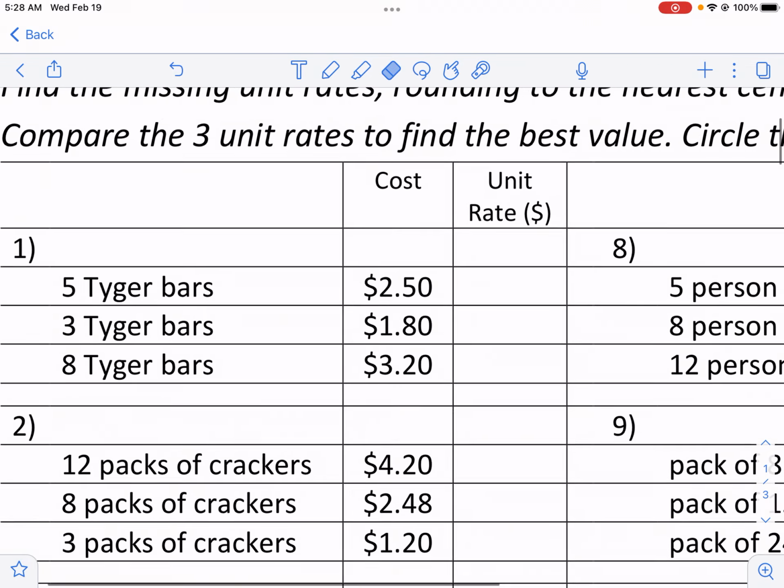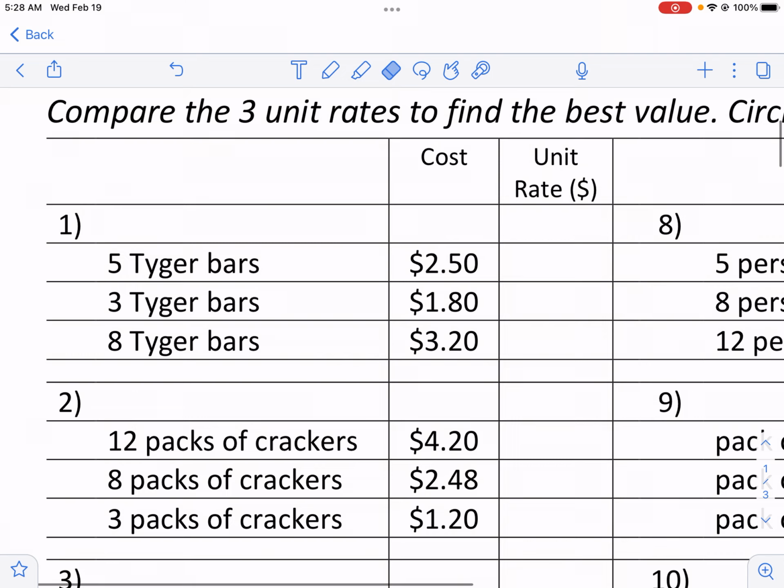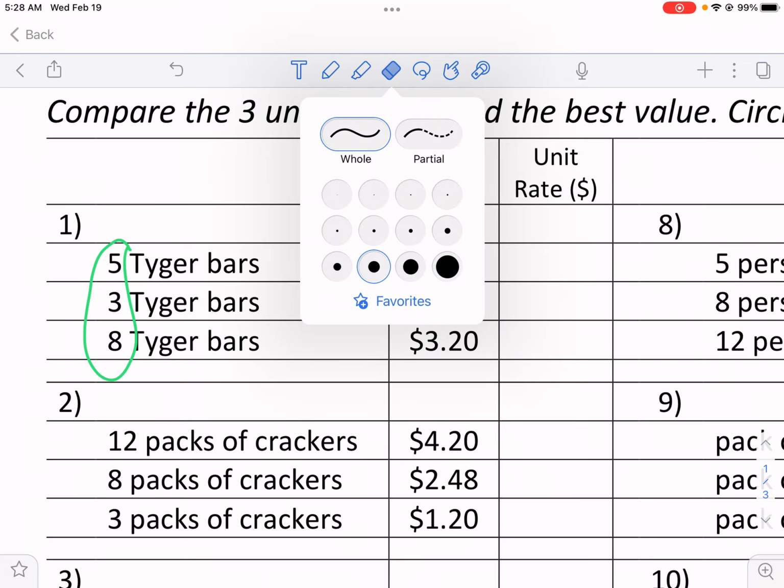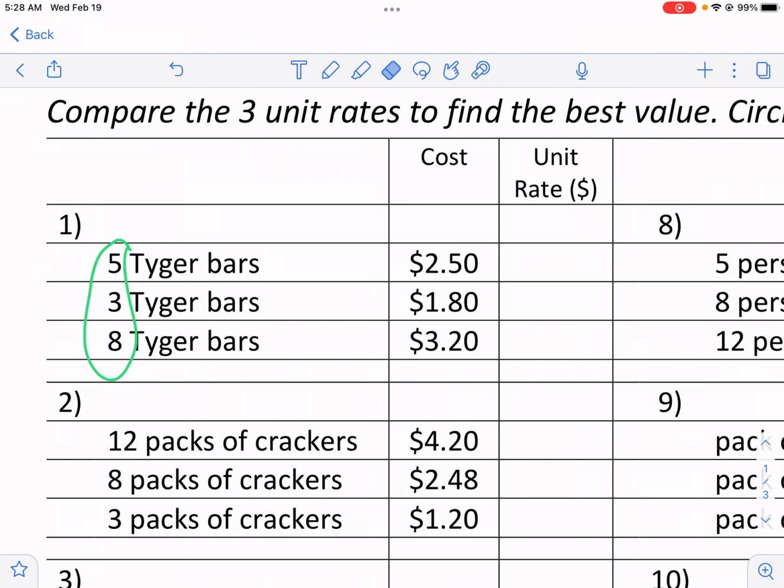So really, unit rates are the price per one unit. Here, for all of these, we see a number bigger than 1, and we want to know what it is per one Tiger bar or per one cracker, etc. We want to know what the cost per one is. So what we need to do is just divide.